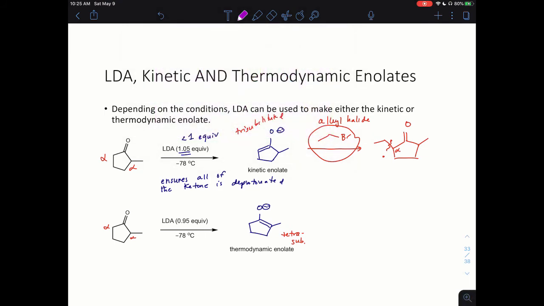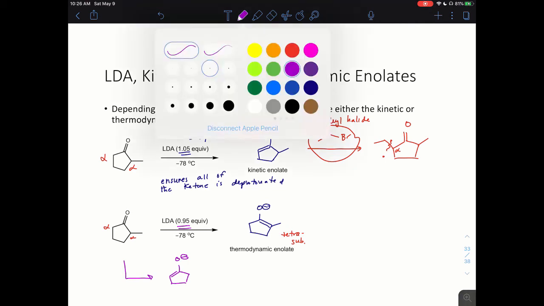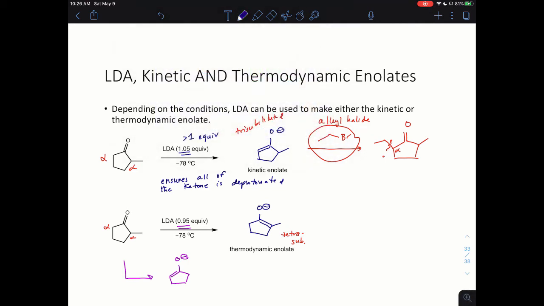I know it's confusing. What happens is LDA deprotonates to make the kinetic enolate first. So you see I've used just less than 1 equivalent. Man, I'm not using my mathematical signs well. Just less than 1 equivalent. What that means is I'll get 95% of the kinetic enolate, and then I'm going to have 5% of the unreacted starting material.